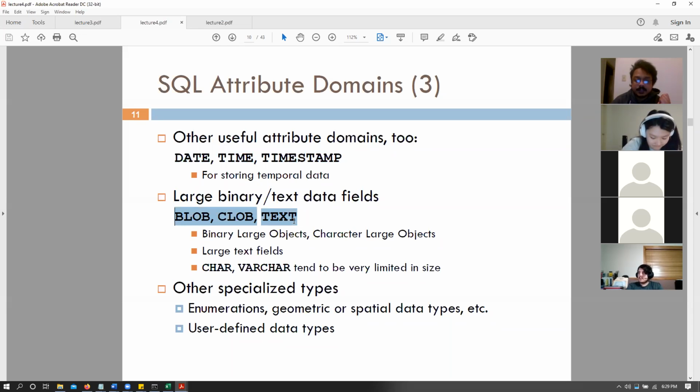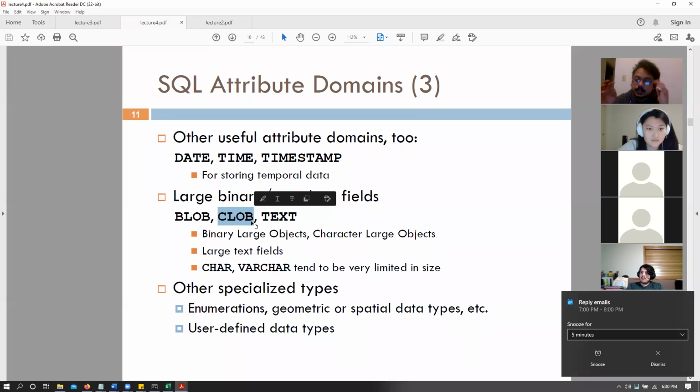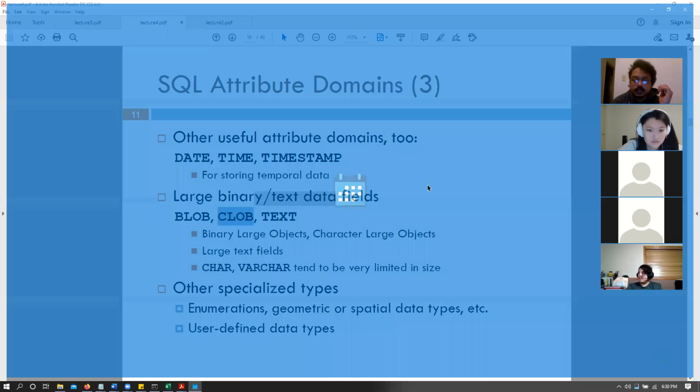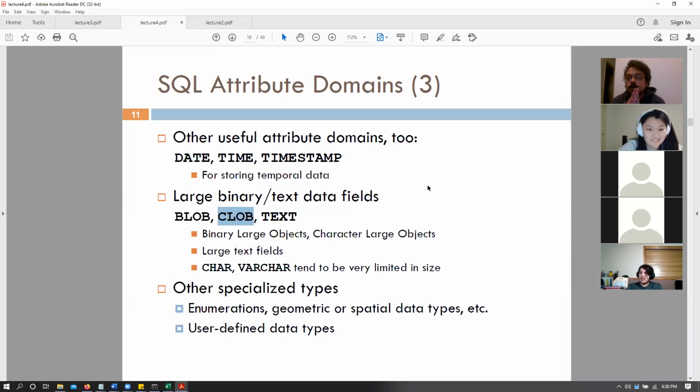And then we have these funny looking data types, that is blob, clob, and text. These are usually lobs, essentially large objects, but they're still funny. Blob means binary large object. Clob means character large object. So essentially, these are used for objects. These are used for your images.